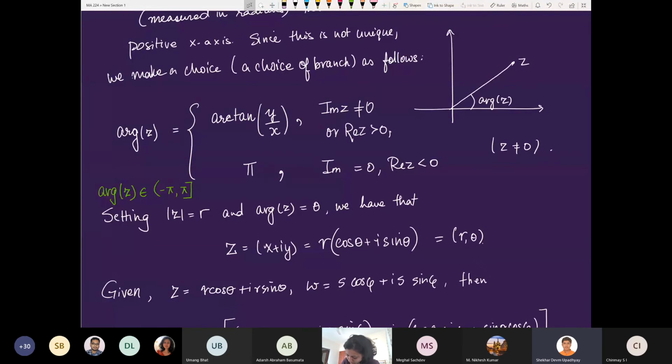Doesn't arctan typically reside in minus pi by 2 to pi by 2? No. So, you are right. So I am missing something over here. This could be a pi plus something term, if I'm not wrong.